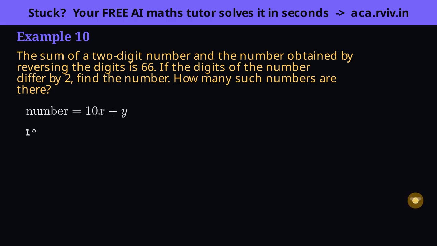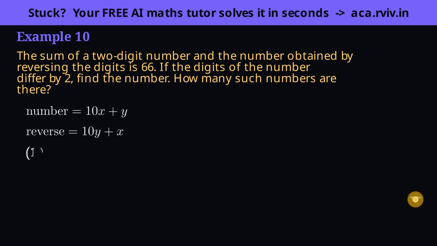Reversing the number swaps which digit sits in the tens place. So the units digit y now counts as tens and x drops to units. The reversed number is 10y plus x. Same digits, different places, different value.